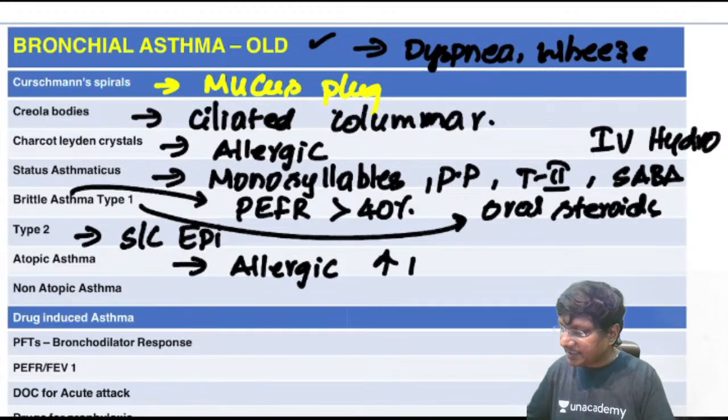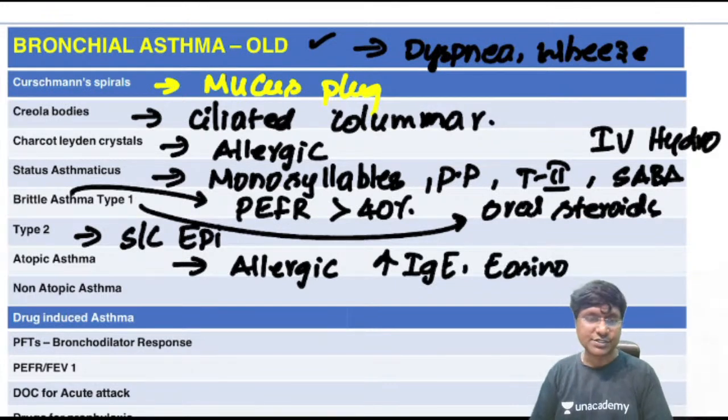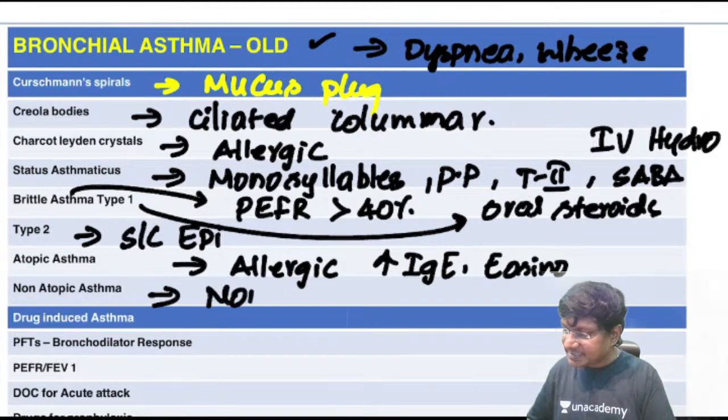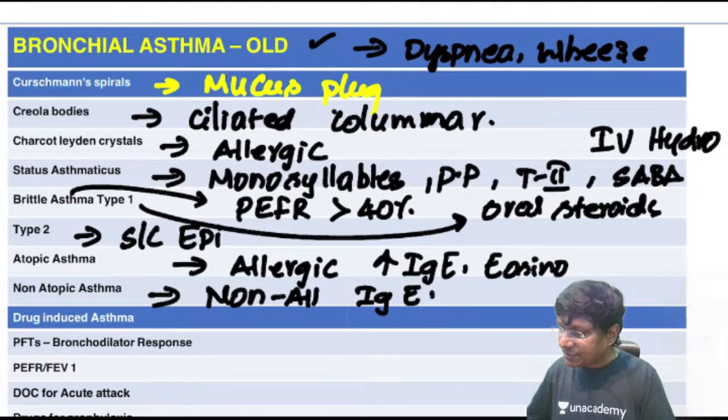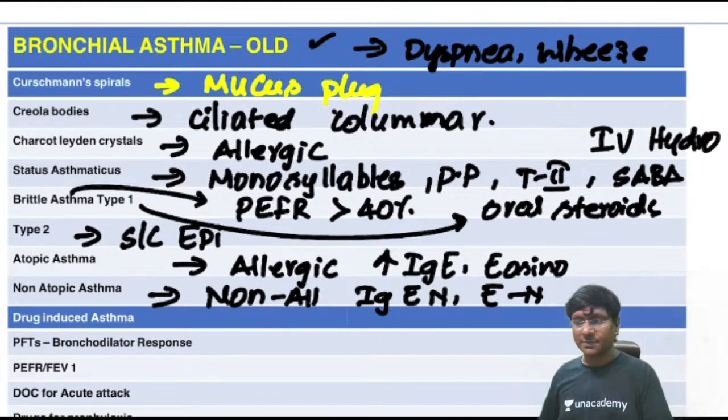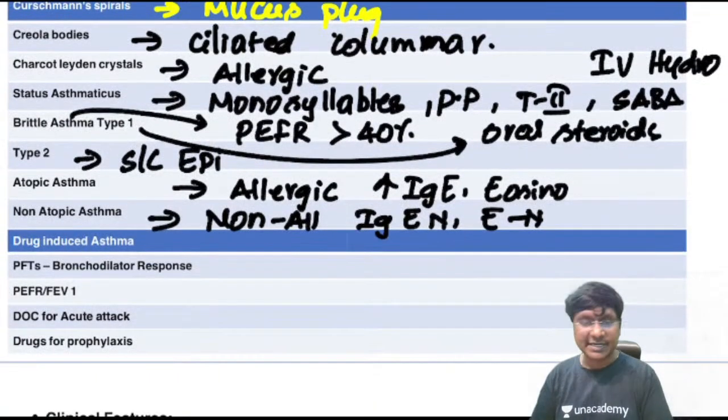Okay, where there will be an increase in the IgE and also an increase in the eosinophils, right? Then non-atopic asthma. Non-atopic asthma is considered to be non-allergic, and in this individual the IgE levels will be normal and your eosinophil levels also will be absolutely normal. Okay, so that is your non-allergic. Then what do you understand by the word drug-induced asthma?